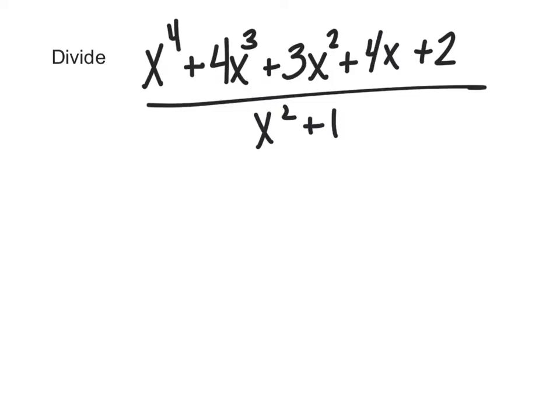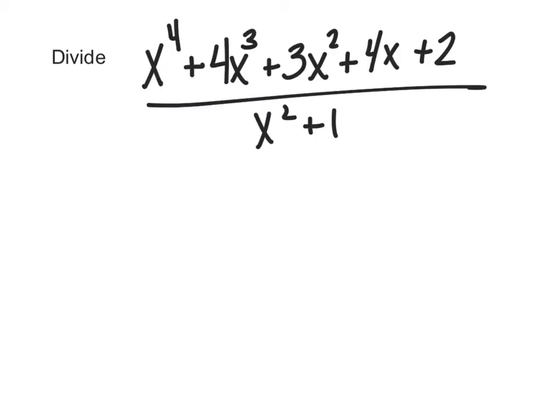All right, let's try another one. X to the 4th plus 4x cubed plus 3x squared plus 4x plus 2 divided by x squared plus 1. Now, take notice that it goes 4, 3, 2, 1, and then we have our constant, so that looks great. Those degrees are in order. But this guy, do you notice the divisor is missing a term? It goes x squared to the constant. It's missing that x term.